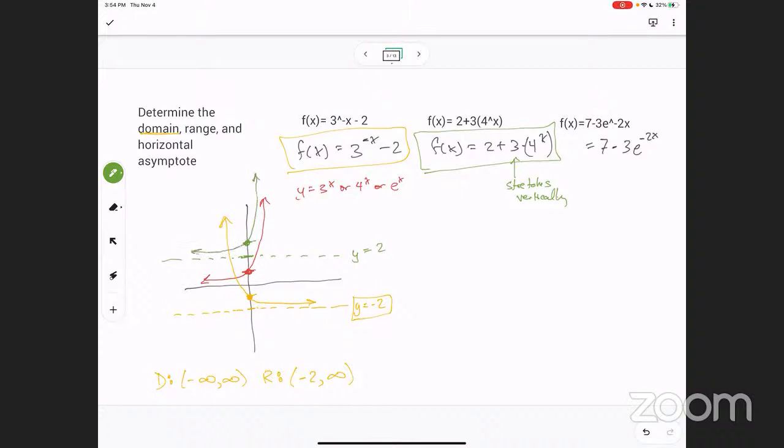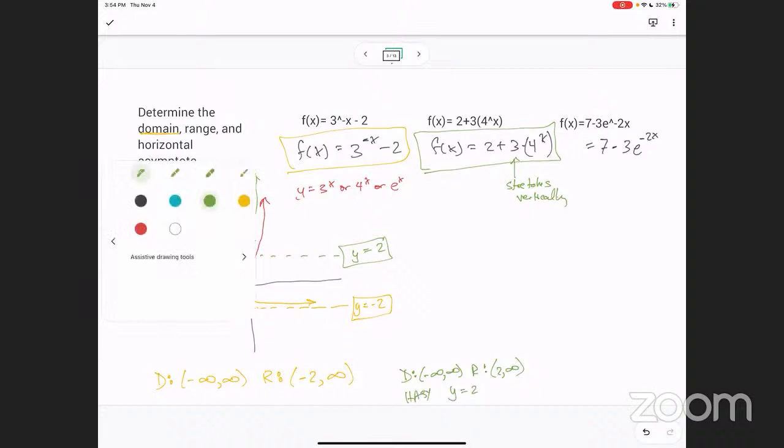Say that again. Yes, correct. That point is 0, 3. Correct. Yeah. But the asymptote is still 2. So what's my domain for this one? Negative infinity. Good. What's my range? 2 to infinity. +2 to infinity. Makes sense. And my horizontal asymptote is y equals 2. Okay, y equals 2 is the horizontal asymptote.